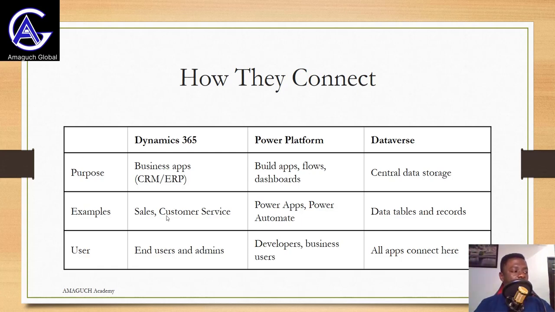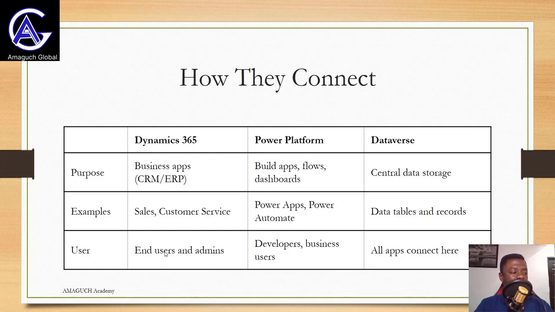So what are the examples of each of these scenarios? For Dynamics 365, we have sales, we have customer service, we also have marketing, as the case may be. For the Power Platform, what are some of the examples of things that make it up? We have Power Apps, right? We have Power Automate, where you automate tasks. Then for Dataverse, some of the examples are data tables, right? Which are the tables that, as we go on in our training, you're going to see more of. These are the tables that you create to hold records that you are capturing or that you're going to be using. Then you have records in those tables. So these are items like rows and all that that have been added to those tables.